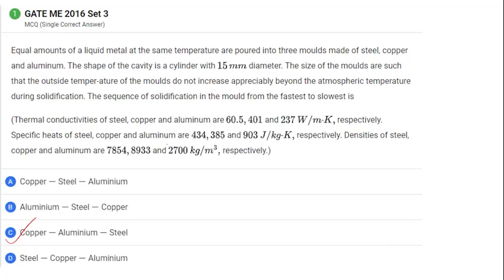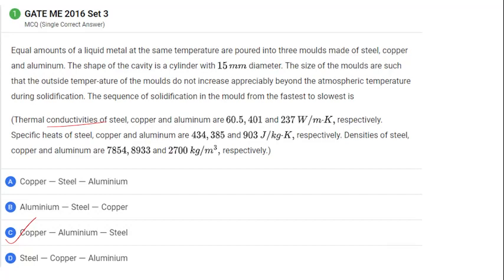Ma'am, here we need to calculate the thermal diffusivity. So from conductivity also you can tell, right? Which one will cool faster if everything else is the same? Just by seeing conductivity, because this is a die casting, right? Three modes are there.